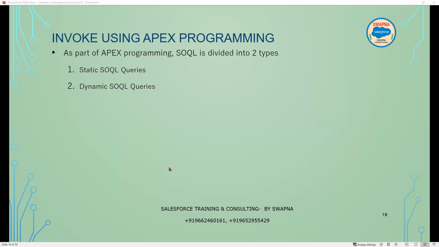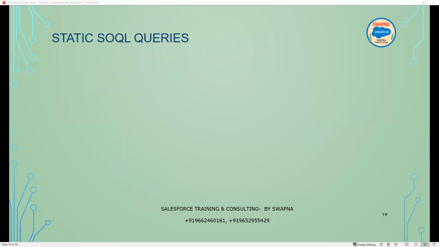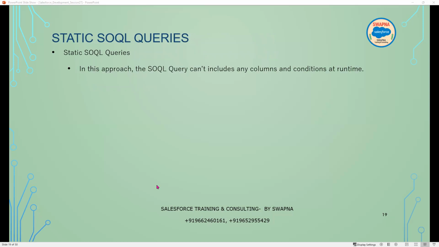Now, let's see the static SOQL query. How can we implement it? Static is nothing but fixed. In this approach, the SOQL query cannot include any columns or conditions at runtime. We cannot specify them during runtime; we cannot specify the SOQL query.